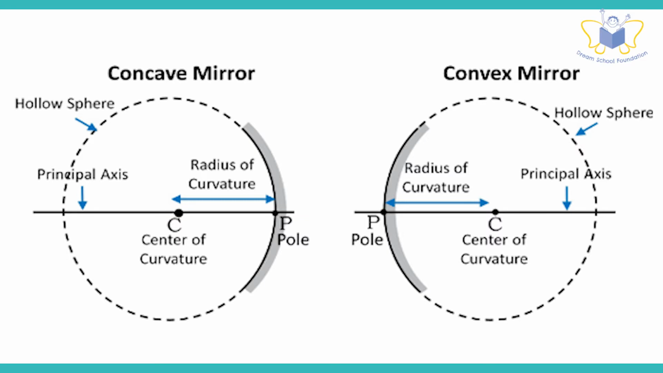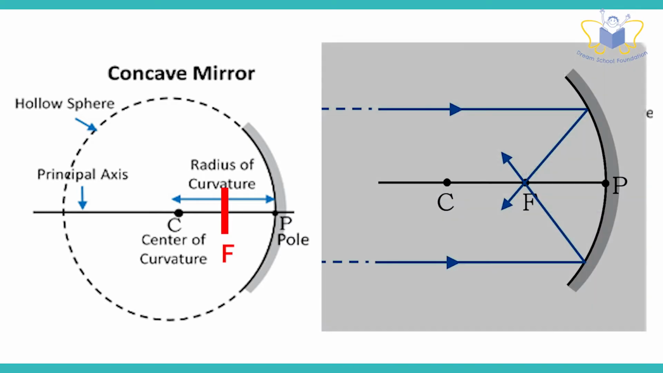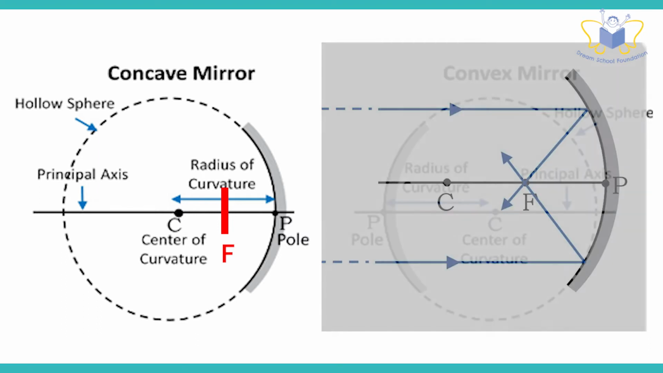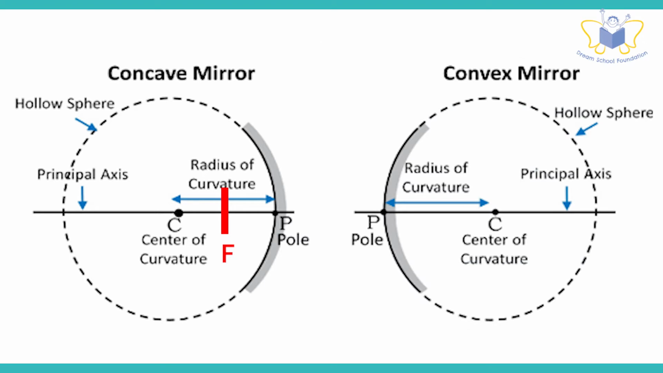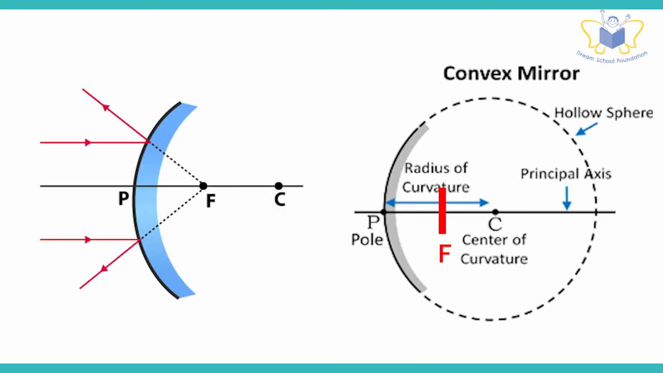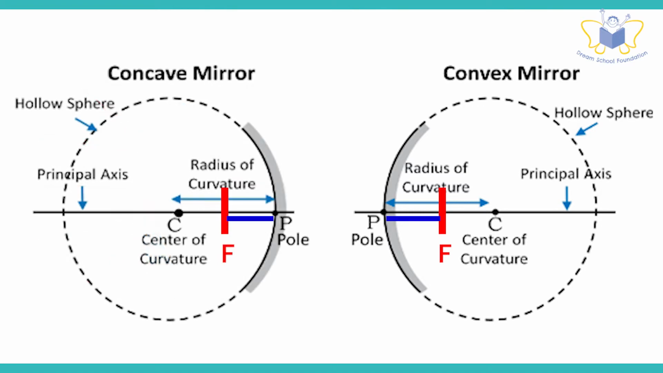Principal focus for a concave mirror is the point at which rays parallel to principal axis coming from infinity converge after being reflected by the concave mirror. The principal focus for a convex mirror is the point at which rays parallel to principal axis coming from infinity appear to converge after being reflected from convex mirror. The distance between pole and principal focus is termed as focal length. It is represented by the letter F. Always remember that the focal length is half of the radius of curvature.